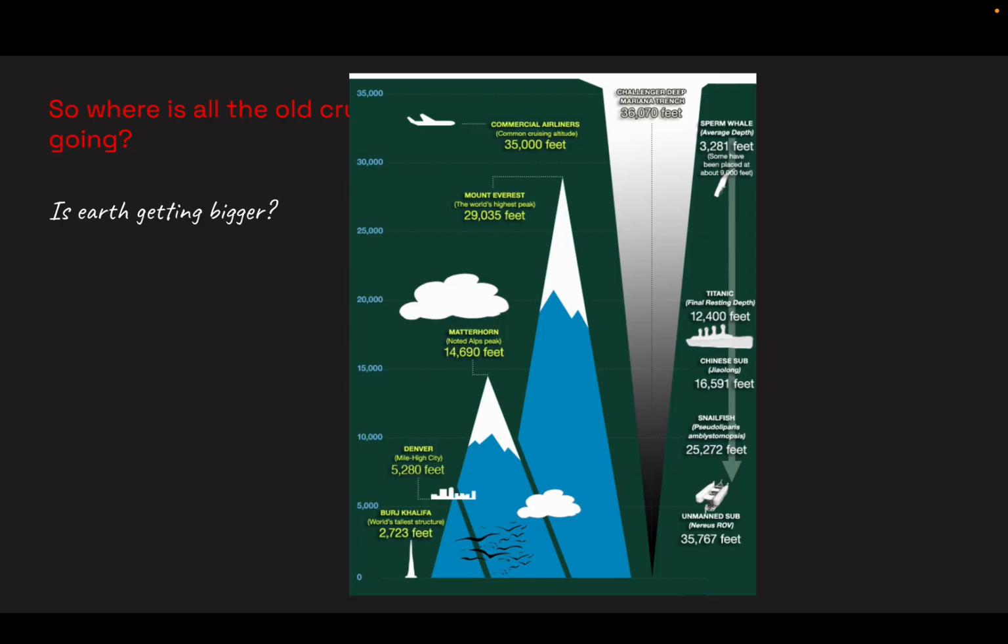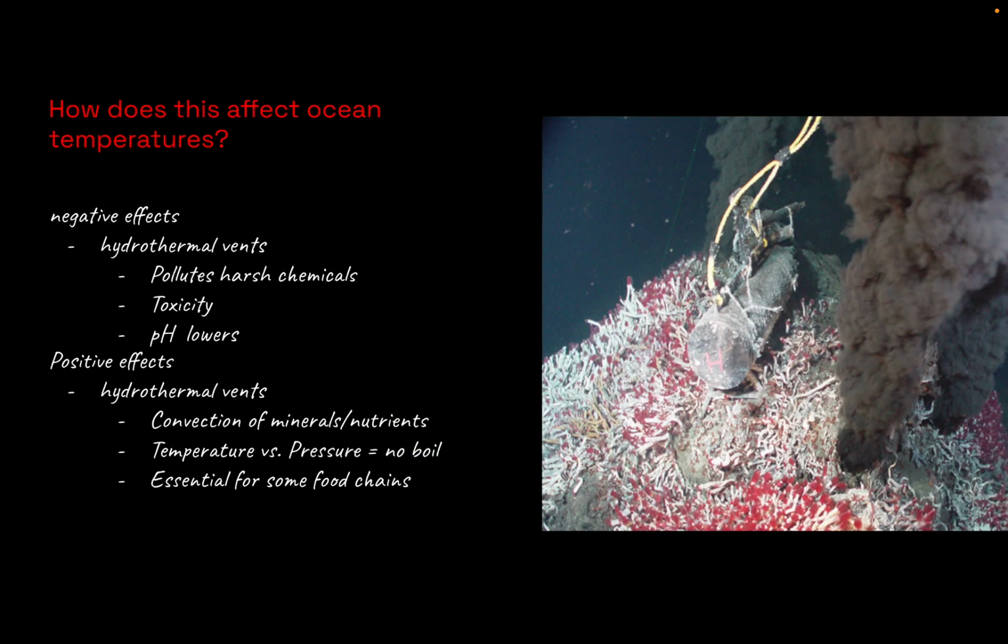It also forms trenches. This is the Mariana Trench, and it's much larger than Mount Everest and a lot of mountains on Earth's continent. So how does this affect the ocean?